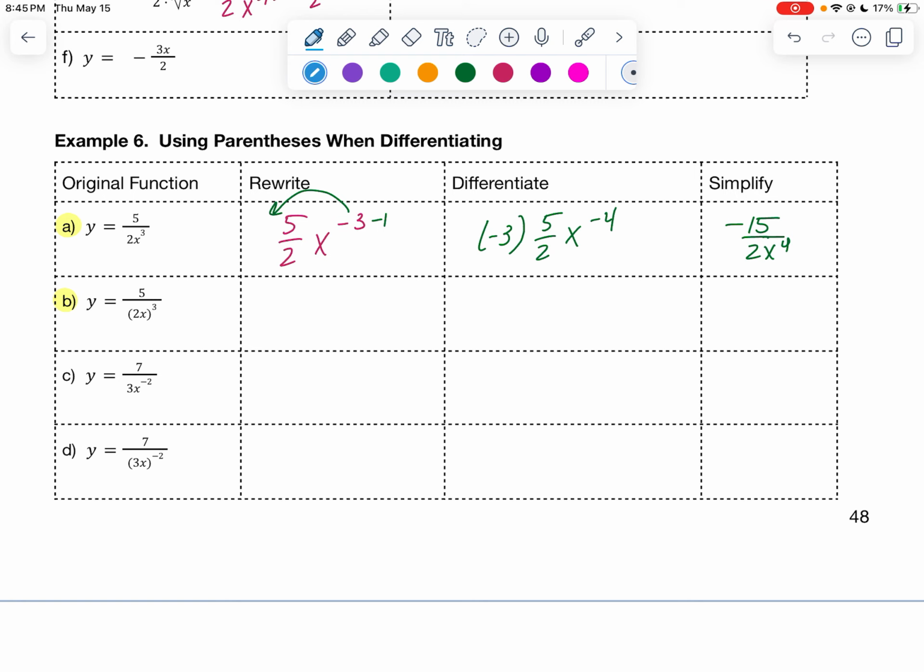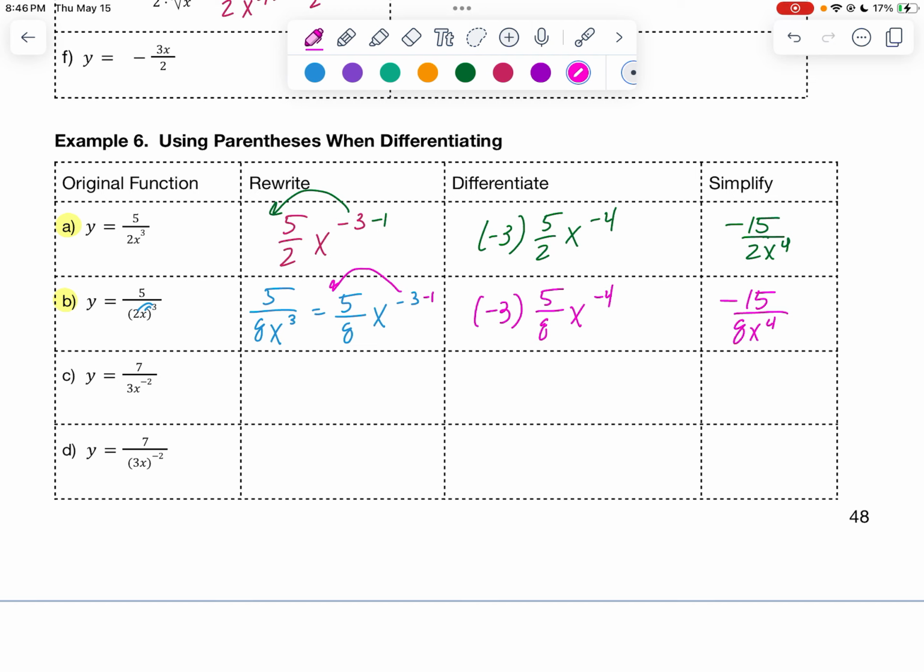It's 5 over the quantity 2x cubed, so I have to distribute that cubed. So then this becomes 5 over 2 cubed, which is 8x cubed. This is really 5 over 8 x to the negative 3rd power, right? Again, from there, I can differentiate. So this becomes -3 times 5 over 8 x to the negative 4th power. So then this one becomes -15 over 8x to the 4th. It's a really bad 8. Let me fix that.